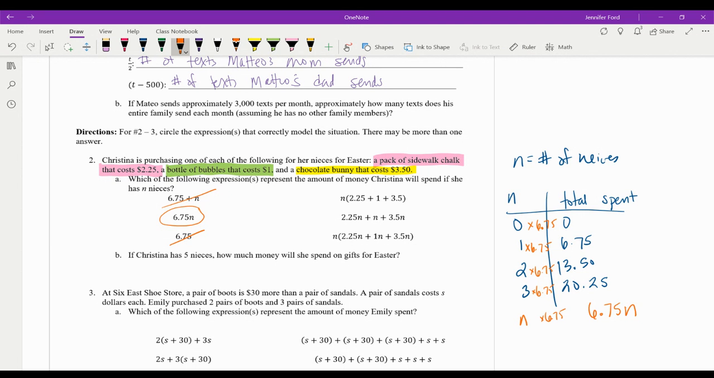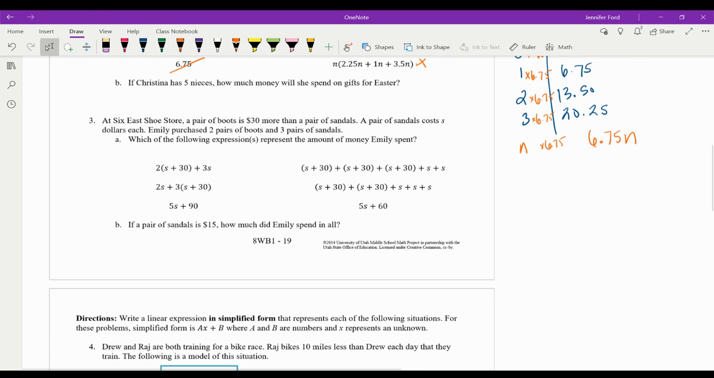This part here, this one is saying this is the sidewalk chalk, the bottle of bubbles, and the chocolate bunny, and that goes for each niece. This is equivalent to 6.75 N. So that one will work. This one is also equivalent to 6.75 N, so that one will work. This one is not equivalent. And then again, I know that you guys can find, if she has 5 nieces, how much money will she spend? I know you guys can do that.